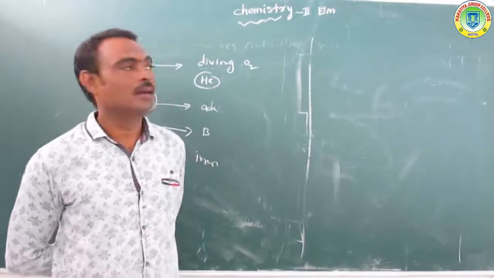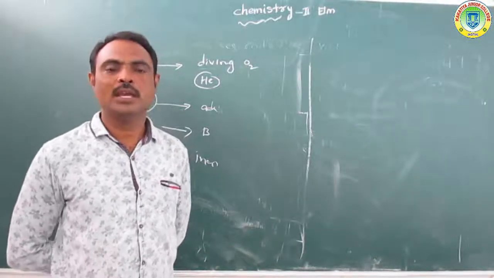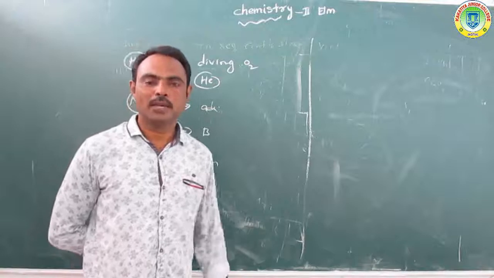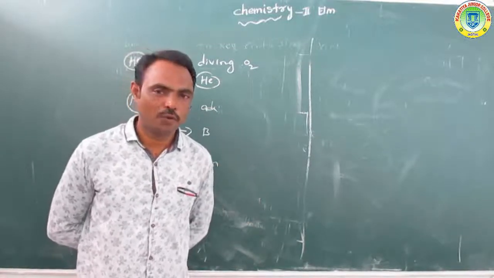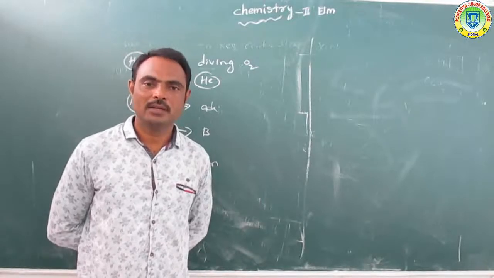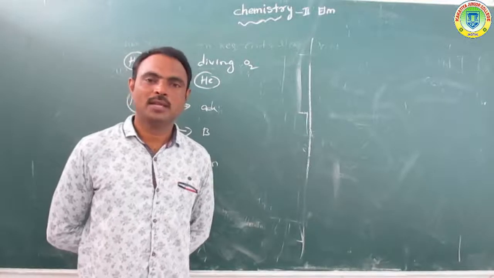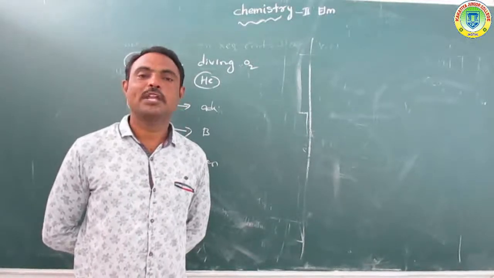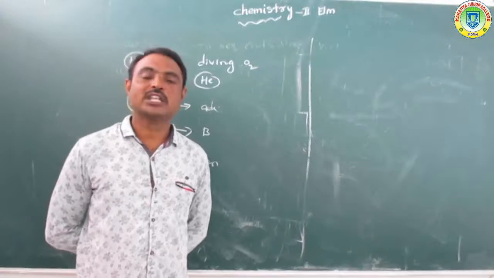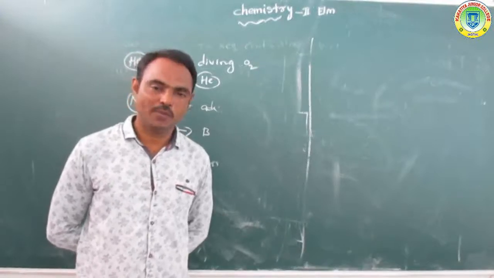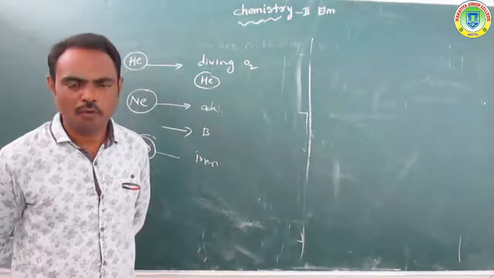This is the group 18 elements chapter. It is a very important chapter. Mainly the preparation of XeF2, XeF4, XeF6 and their reaction with water and structures. At the same time, the preparation of XeO3 and XeOF4 and the structures of XeO3 and XeOF4. These are all very important for 2 marks or 4 marks.